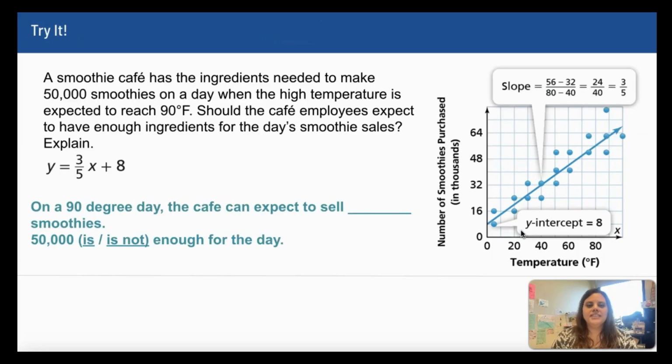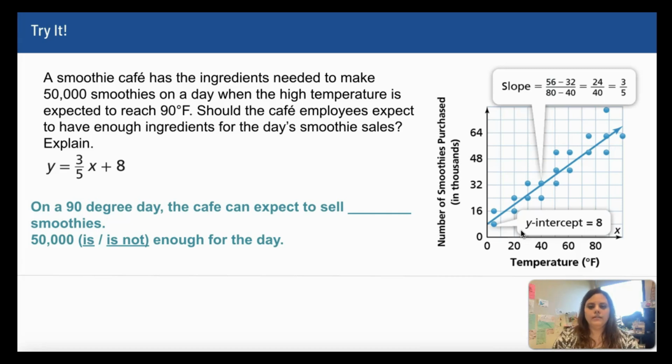In your try it, you're going to use the same scenario. And so we already have the equation. A smoothie cafe has the ingredients needed to make 50,000 smoothies. This is on a day when the high temperature is expected to reach 90 degrees. The question is, should the cafe employees expect to have enough ingredients for the day's smoothies? So we want to know, at 90 degrees, how many smoothies would we expect to sell? And then is 50,000 enough or is it not enough?